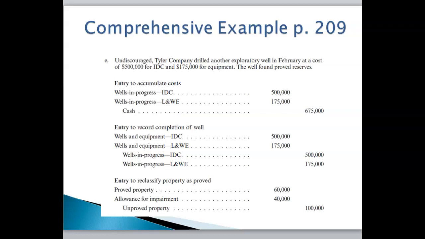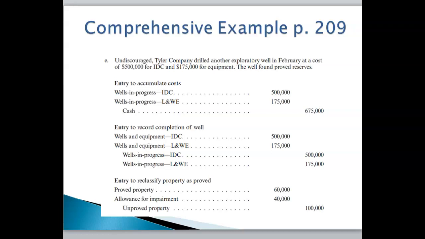Next, Tyler Company drilled another exploratory well in February at a cost of $500,000 for IDC and $175,000 for equipment. The well found proved reserves. So the initial entries are going to be to debit wells in progress IDC for $500,000 and wells in progress lease and well equipment for $175,000.